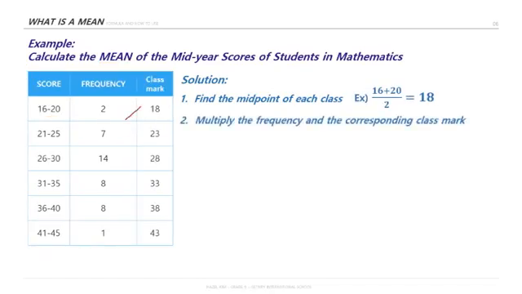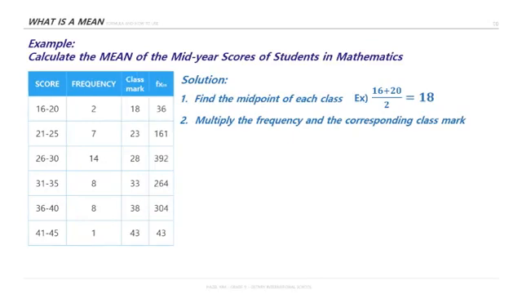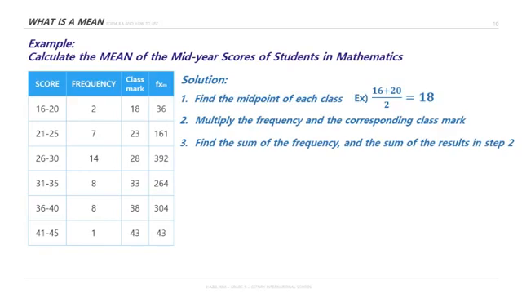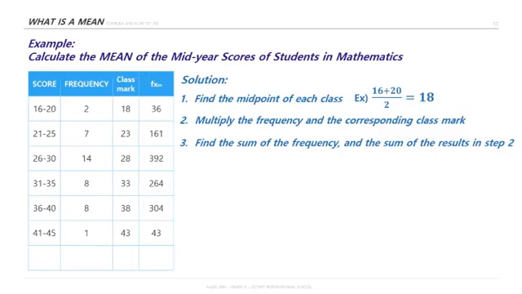Second, multiply the frequency and the corresponding class mark. Then again, the table will look like this. Third, find the sum of the frequency and the sum of the results in step 2. So in step 2, as you multiply the frequency and the class mark, you have to add all of these. And also, you have to add all the frequency. So we mark the sum of the frequency as n, which is 40, and the sum of the f times xm is 1200.